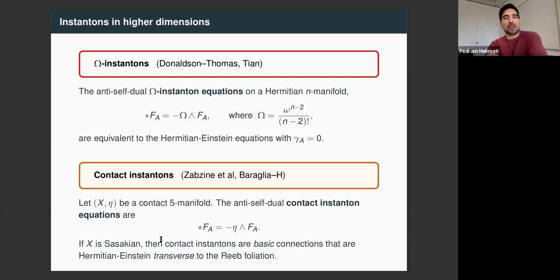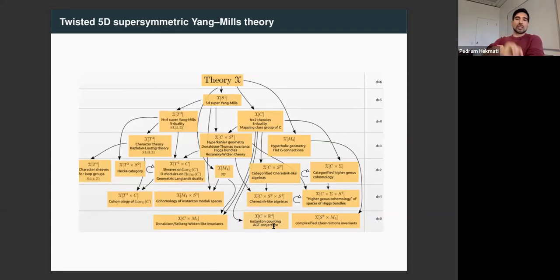And what happens here is that since on the contact form you have the one-dimensional Reeb foliation, and on a Sasakian manifold, so with transverse Kähler structure, these equations are equivalent to looking at connections that are basic with respect to this Reeb foliation, and they satisfy the usual Yang-Mills equation transverse to the foliation. So this is one motivation for looking at this Hitchin-Kobayashi correspondence in the foliated setting.